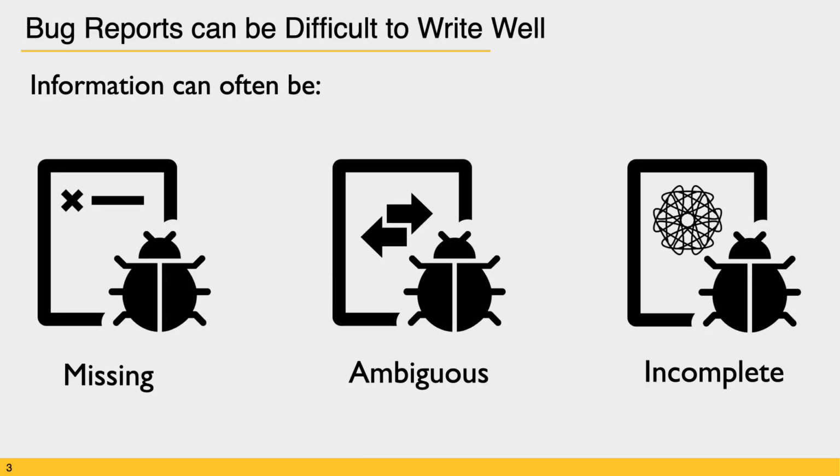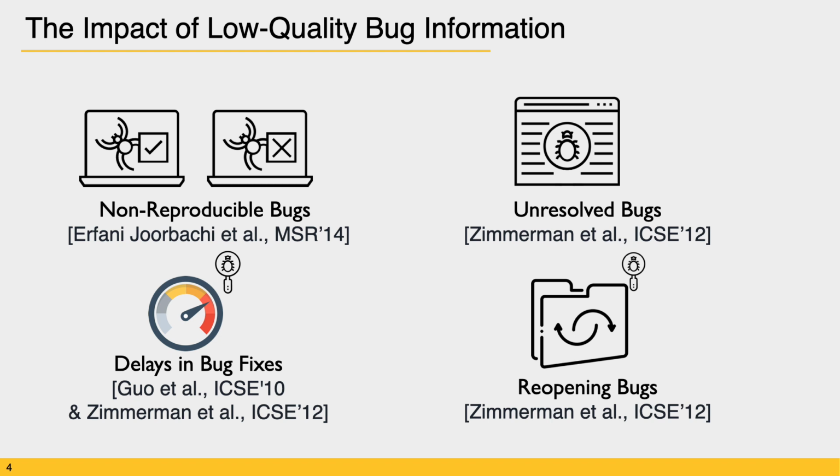Reporters are often not familiar with the specific descriptions that will be useful for developers. Therefore, bug reports often contain missing information, ambiguous steps, and incomplete descriptions of the steps. Because of these issues, bug report maintenance becomes a challenging task. Because of the low quality information in bug reports, many issues arise, such as many bugs remain non reproducible, many bugs remain unresolved, there may be delays in bug fixes. Even if the bugs are resolved, many bugs still need to be reopened because of incorrect fixes.